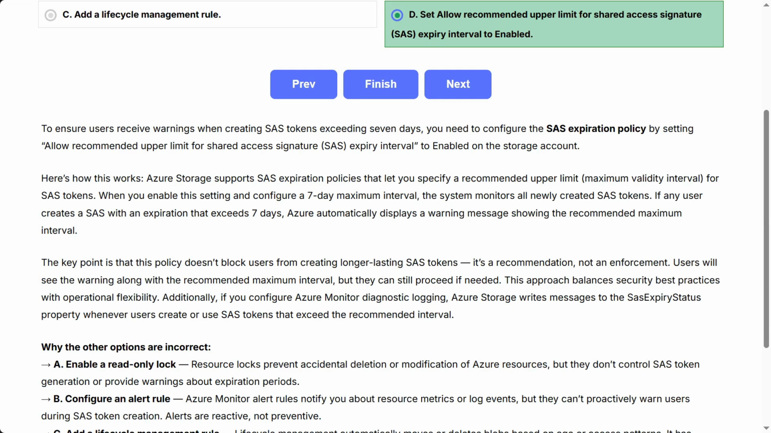Additionally, if you configure Azure Monitor diagnostic logging, Azure Storage writes messages to the SAS expiry status property whenever users create or use SAS tokens that exceed the recommended interval.